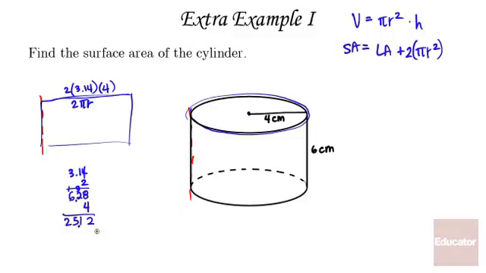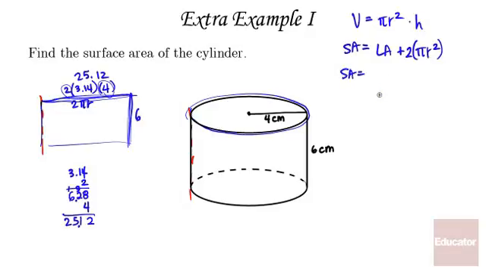Again, 2 numbers, so it's 25.12. Easier way, you can just multiply this number with this number first. Okay, so that's 8, and then you can multiply that 8 to 3.14. So then here our circumference is 25.12. That's the length of this side right here. And then this height is 6.